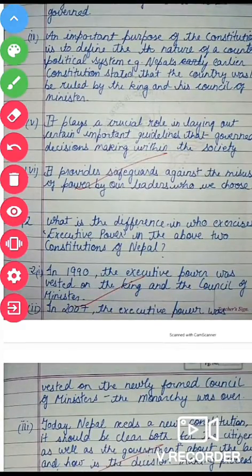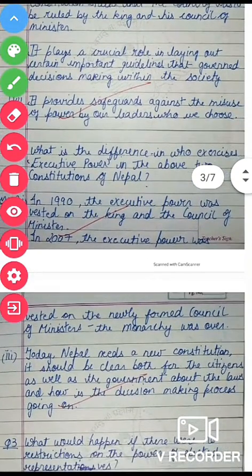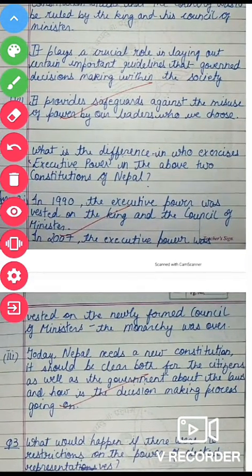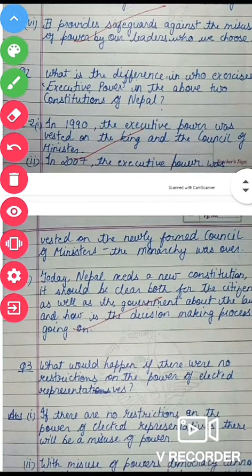Okay. So the second question is, what is the difference in who exercises executive power in the above two constitutions of Nepal? So you must have read the case study. And now we are going to do the first point. In 1990, you just need to remember this date, the executive power was vested in the king and the Council of Ministers.